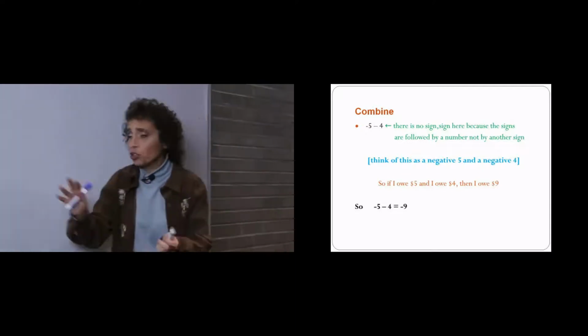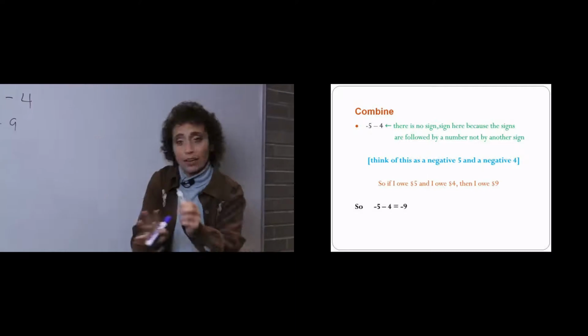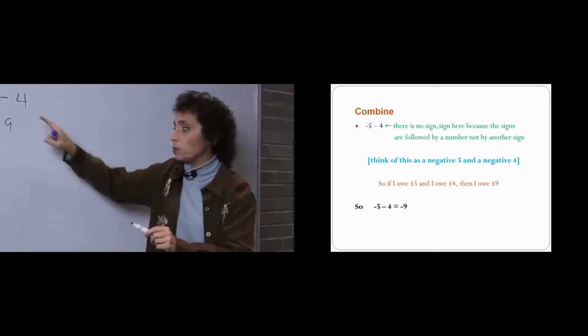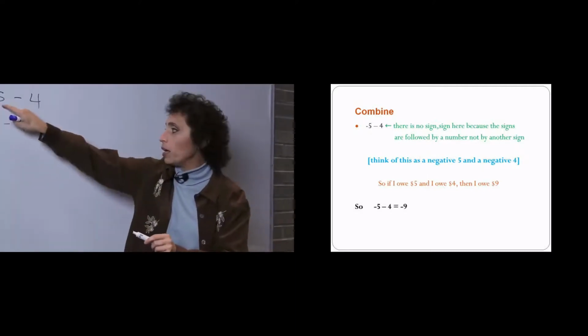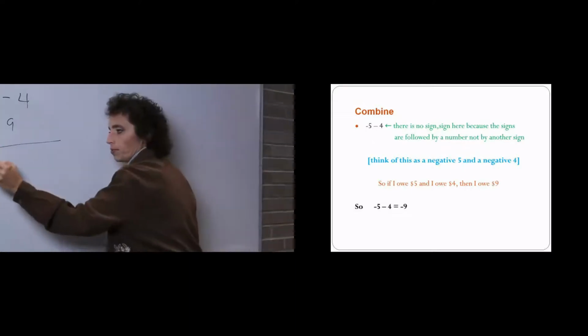Notice there's no sign here, because I know this sounds stupid, but this is sign, number, sign, number. I never said sign. So this is an easy problem. Just take the sign with the number. I owe you $5, I owe you $4, so I owe you $9. That's all you do.